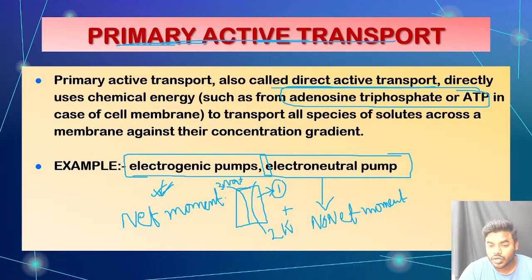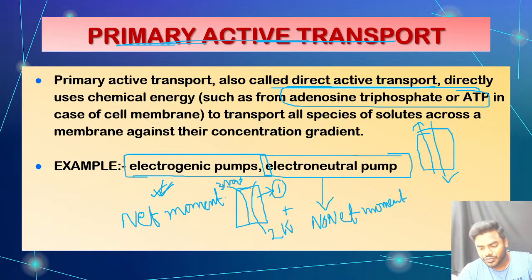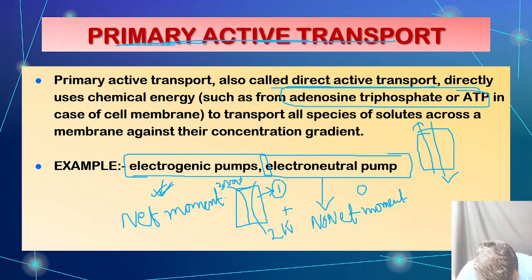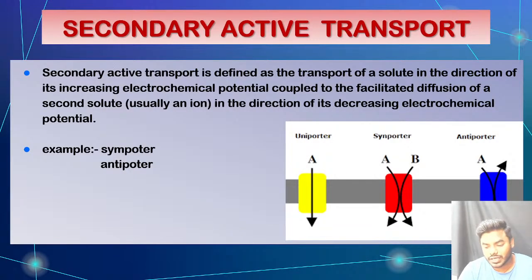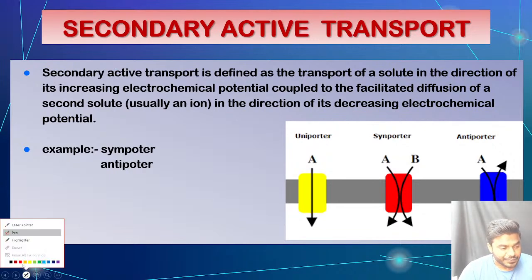Then what is an electroneutral pump, friends? You can take an example: suppose one ion goes out and one ion comes in, or 50 molecules go out and 50 molecules come in, then there will be no net movement. The net movement is zero. So don't confuse this electroneutral pump and the electrogenic pump. These two are the best examples of the pumps which mediate primary active transport. Please kindly don't forget it.